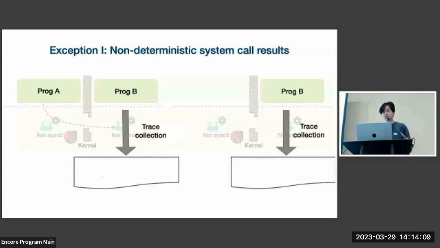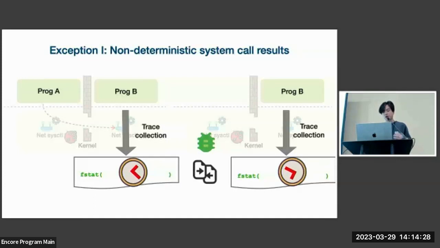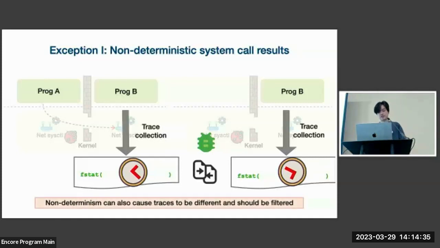The first exception is caused by non-deterministic syscall results, meaning that their values might be different across executions without any functional interference bug. So for example, syscall traces might contain timestamps, which can be slightly different across executions. They can cause the traces to be different, but that does not imply a bug. So as you can see from this example, the syscall trace difference due to such non-determinism should not be reported, and we should be able to identify and ignore them.